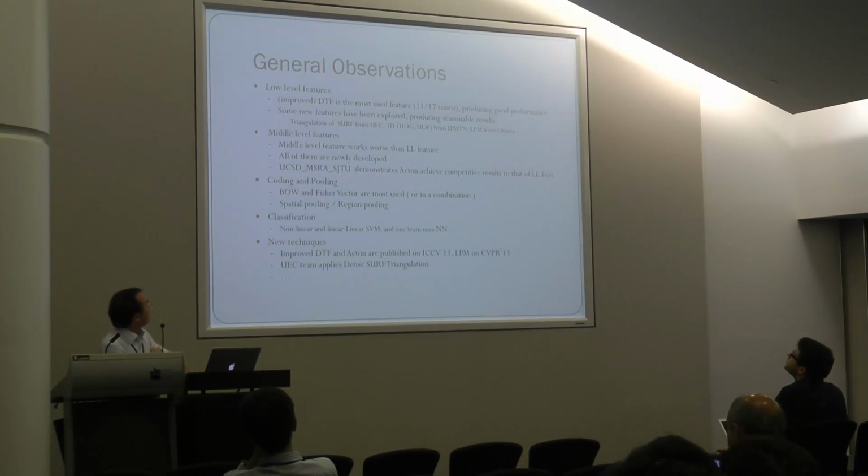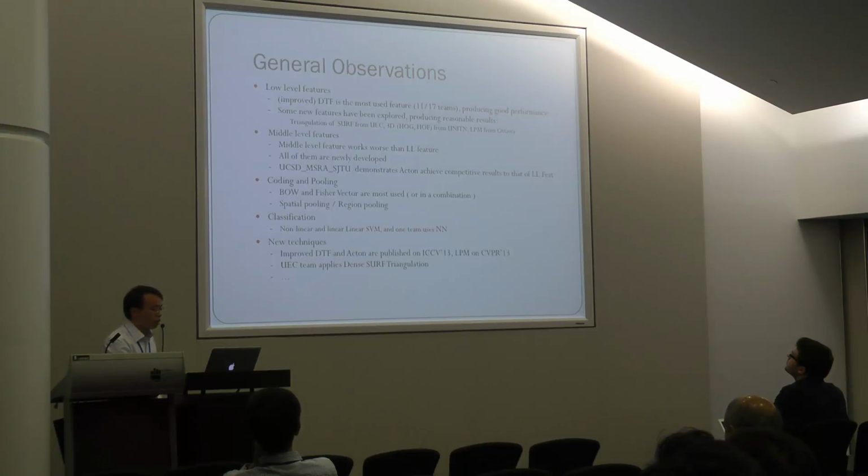So overall, the observation is that most teams use the low-level feature, most teams use the dense trajectory feature or the improved dense trajectory, which gives very good performance. And we also see some teams explore some new features, which also give very reasonable results.